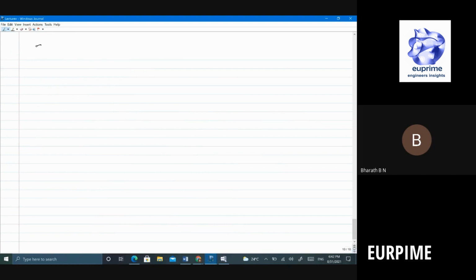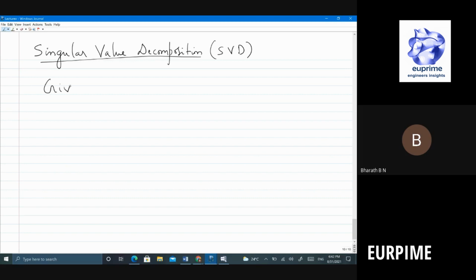This is called the singular value decomposition, SVD for short. This is very, very useful. This decomposition is very, very useful in machine learning. So what is this singular value decomposition doing? Given any matrix, this is so powerful.